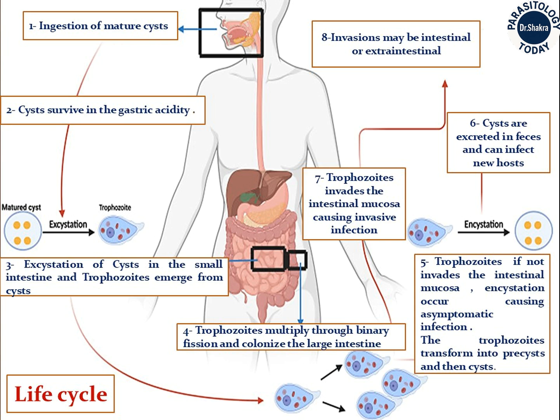7. In some cases, trophozoites invade the intestinal mucosa, leading to symptomatic disease. This invasion is facilitated by enzymes secreted by the trophozoite. 8. Invasions may be intestinal or extraintestinal. Intestinal invasion leads to amoebic dysentery, colitis, and appendicitis. Extraintestinal invasion: trophozoites can spread through the bloodstream to other organs, most commonly the liver, lungs, brain, and other tissues.